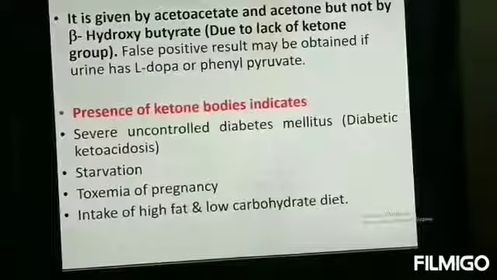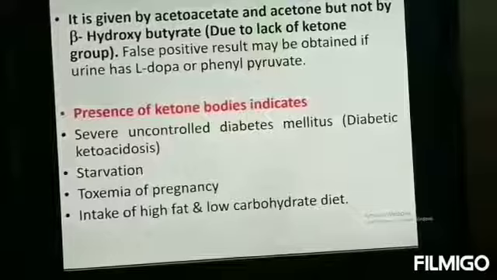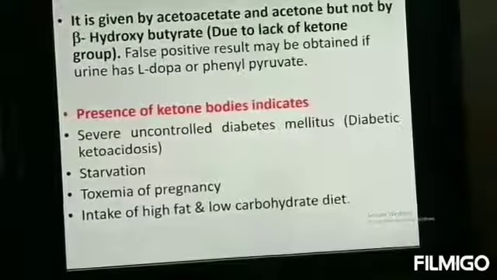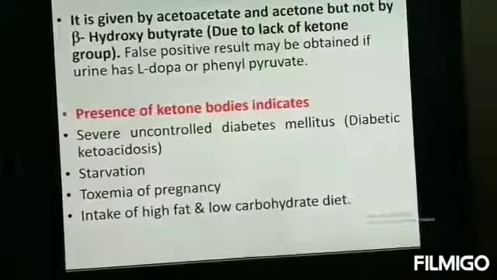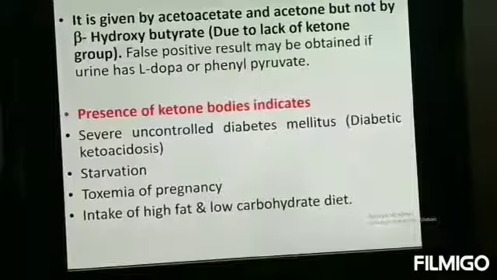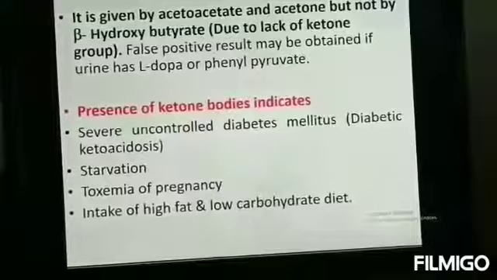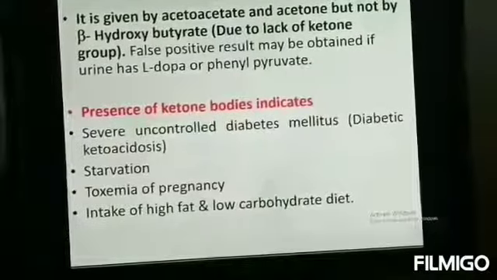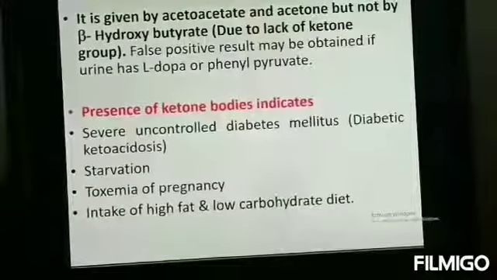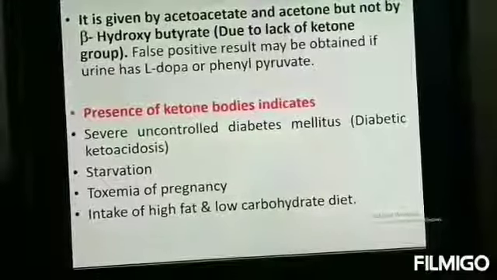Now, in what conditions are ketone bodies present in the urine? They are present in severe uncontrolled diabetes mellitus, meaning in patients of diabetic ketoacidosis, in starvation, toxemia of pregnancy, and intake of a high fat and low carbohydrate diet.